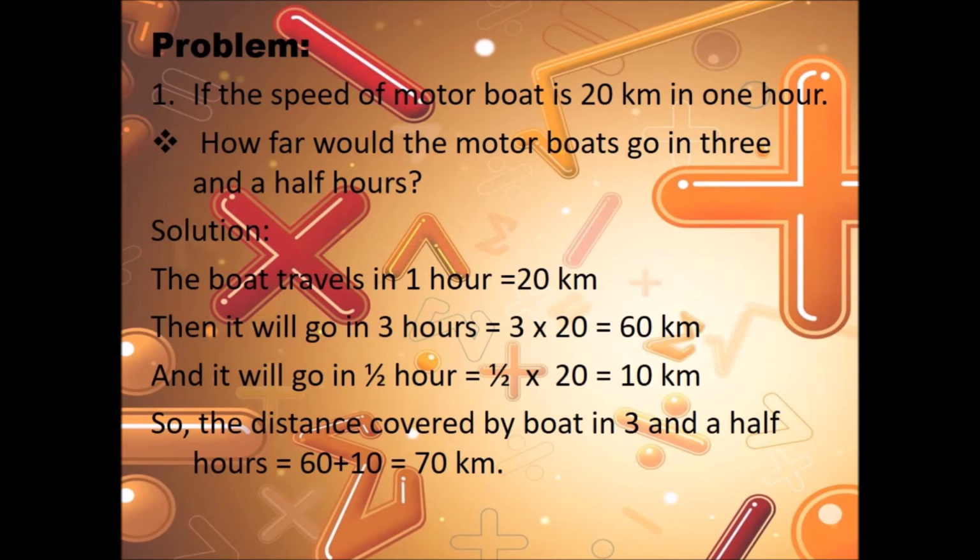Already we have calculated the distance covered by the boat in 3 hours is 60 kilometer. Now what is the total kilometer traveled by the boat? Yes, you have to add this. That is 60 kilometer plus 10 kilometer. So totally you get 70 kilometer. So the distance covered by the boat in 3 and a half hours is 70 kilometer.